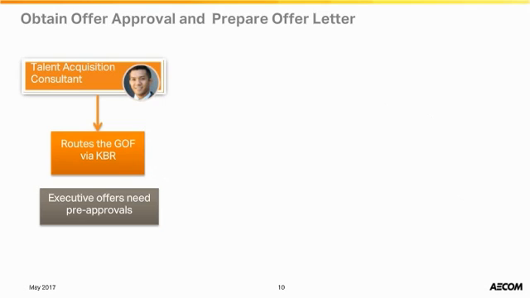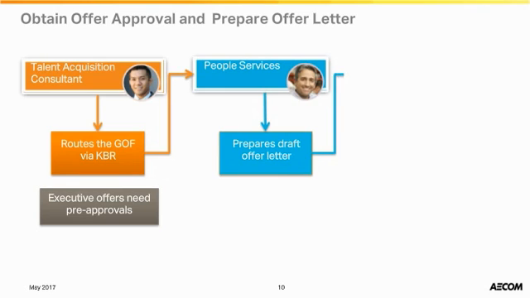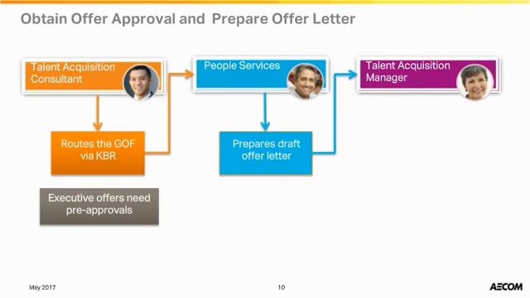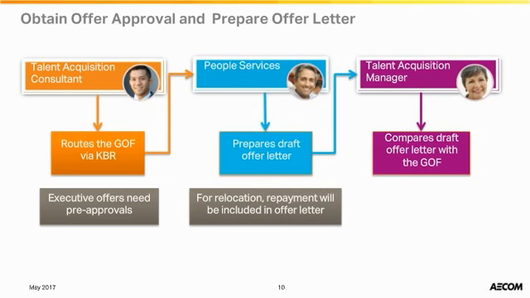Once the global offer form is approved, People Services prepares a draft offer letter and sends it to the talent acquisition consultant for review. The talent acquisition manager will receive a draft PDF copy of the offer letter, which they will then compare with the global offer form to ensure all information has transferred to the letter accurately. If relocation is included, People Services will include the repayment agreement to the offer letter.